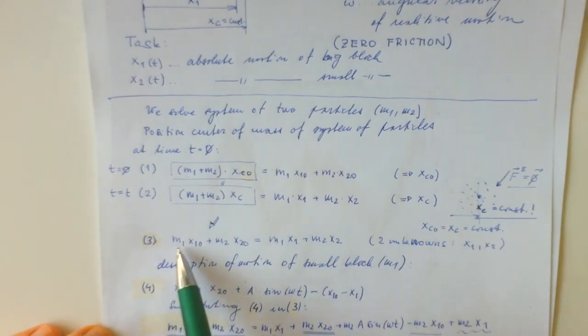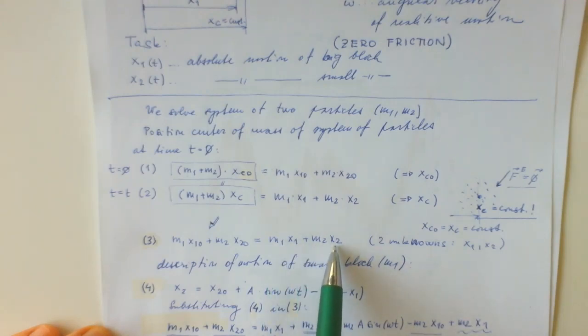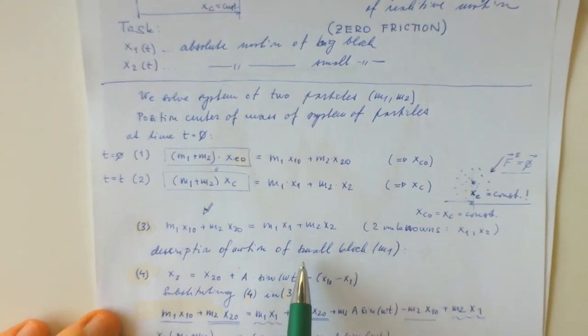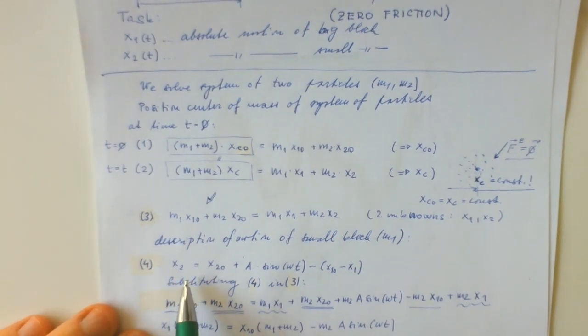But still we have only one equation for two unknowns. The unknowns are the general motion of the small block and the big block, x1 and x2. So I need another equation. We can write it from the geometry of the motion.